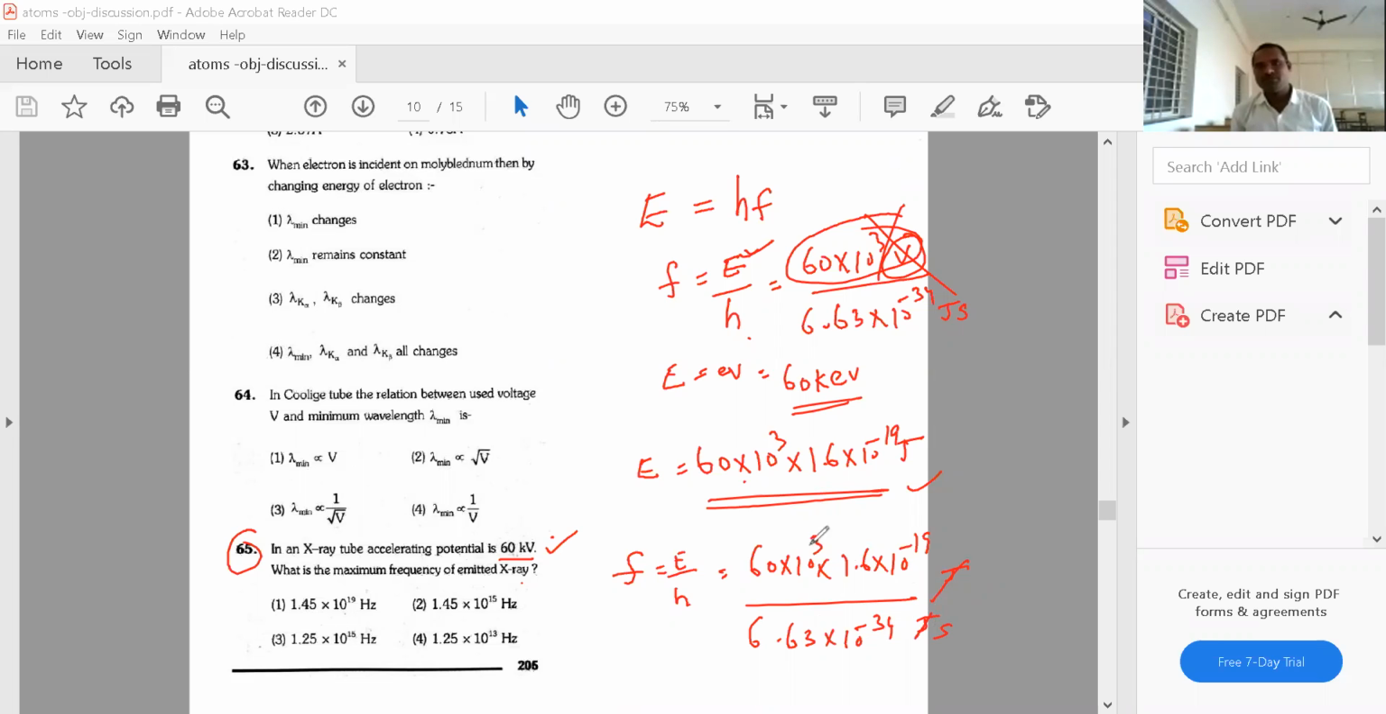Perfect unit also. Now if you do all these calculations, you will get the value as 1.45 into 10 to the power of 19 hertz. Yes, you need to do these calculations now. You need to be perfect and fast. Speed and perfection are important if you want to solve this type of question. Okay, clear?